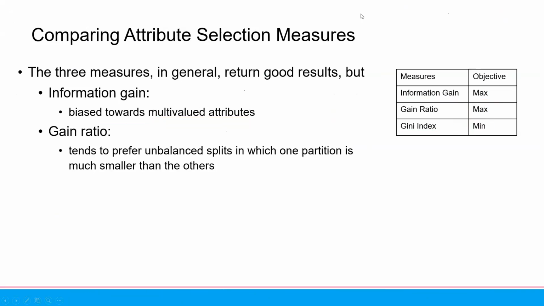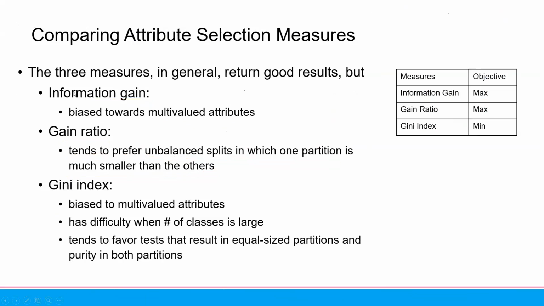Gain ratio is the improvement of information gain, but it tends to prefer unbalanced split in which one partition is much smaller than the others. So there will be some imbalance later when we create the decision tree.